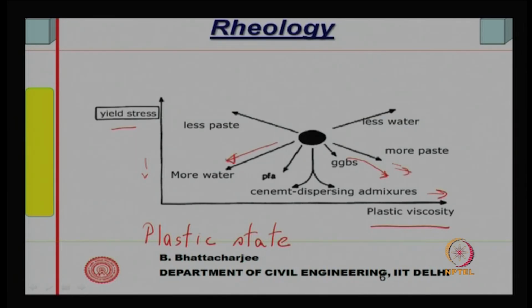More paste causes an increase in viscosity, but a reduction in yield shear stress. More water causes a reduction in viscosity and a reduction in yield shear stress as well. If you reduce the paste, you will increase the yield shear stress and viscosity may reduce somewhat. Cement dispersing admixtures can increase or reduce the viscosity, but yield shear stress they definitely improve. And fly ash, pulverized fuel ash, actually behaves like adding more water.